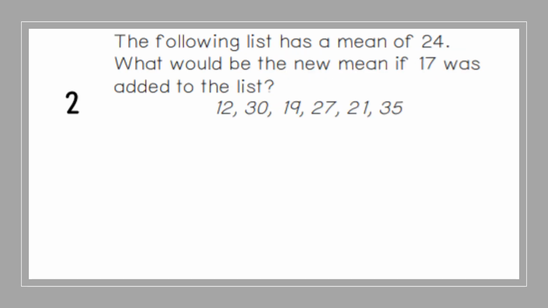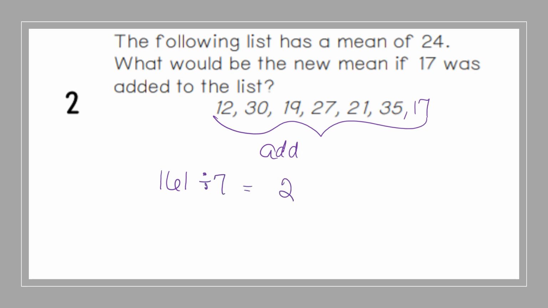Number 2, the following list has a mean of 24. What would be the new mean if 17 was added to the list? So you're going to keep your original list, except now you're going to add the value of 17 to it. So we want to add our values. When you do that, they add up to equal 161. You now have 7 numbers in the series, so we're going to divide by 7. And that would give me a new mean value, or average, of 23.